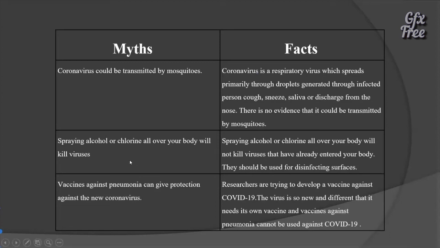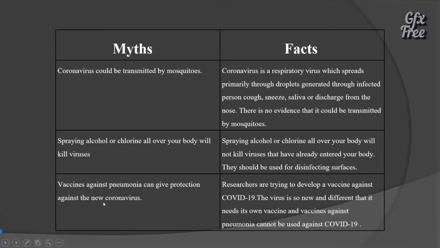Myth: spraying alcohol or chlorine all over your body will kill viruses. Nothing of that sort, as spraying alcohol or chlorine all over your body will not kill viruses that have already entered your body. They should be used for disinfecting surfaces, not inside your body.